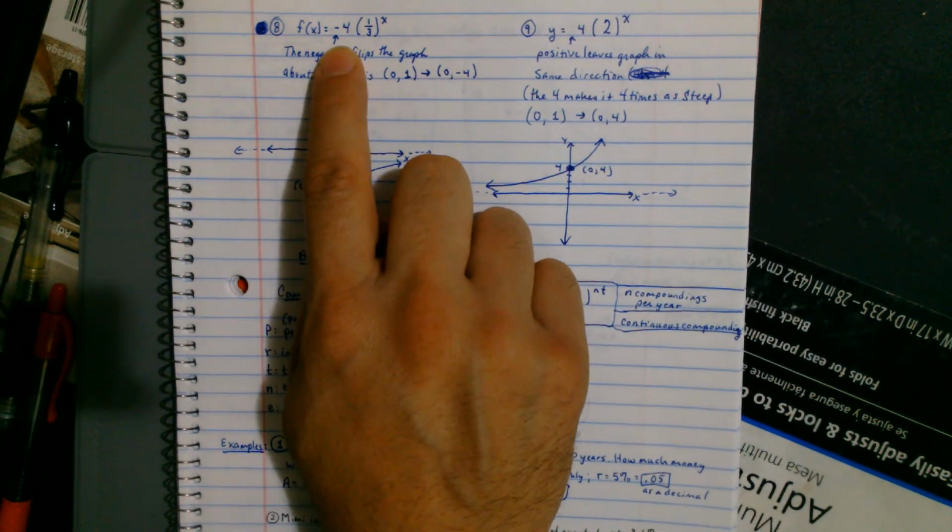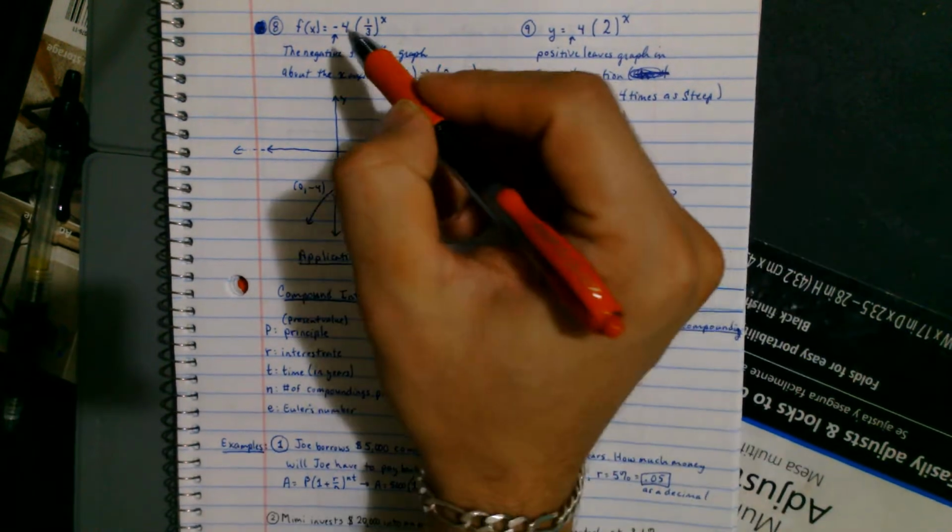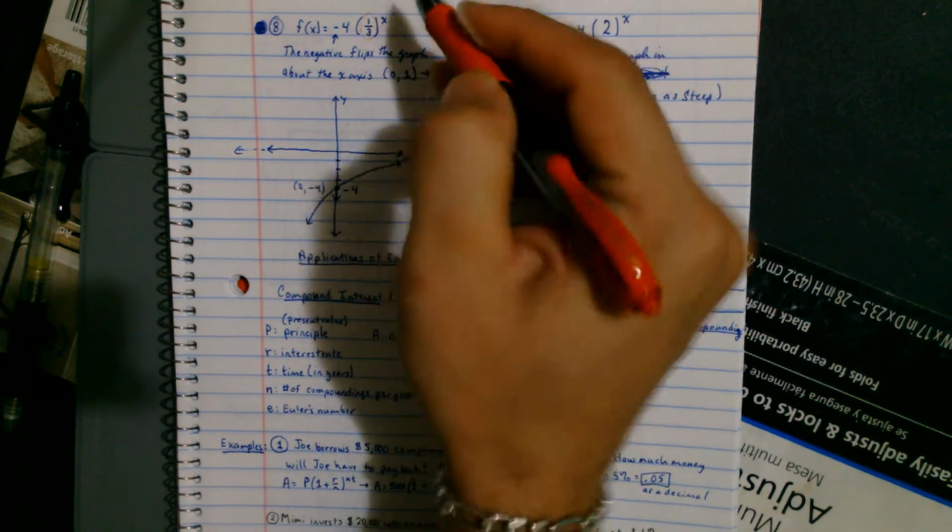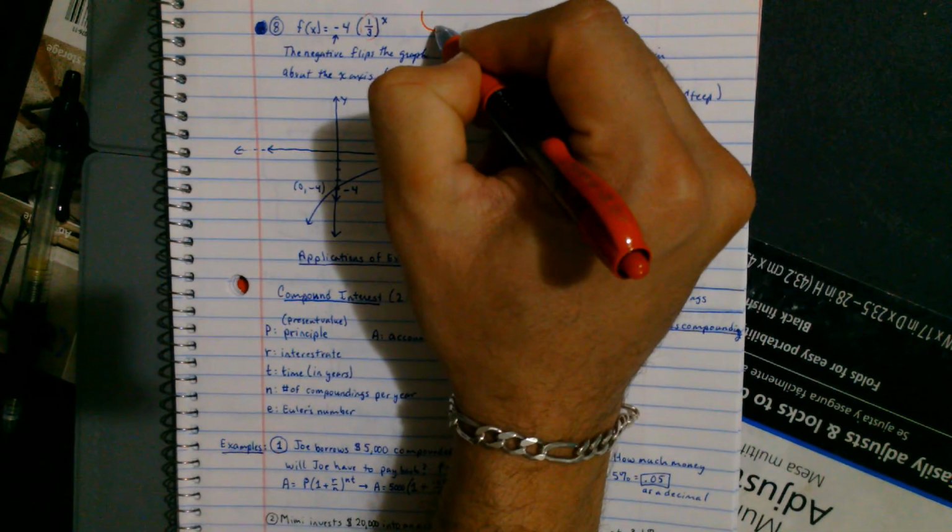Now you stick a negative in front. Because this base is less than 1, normally the graph looks like this.